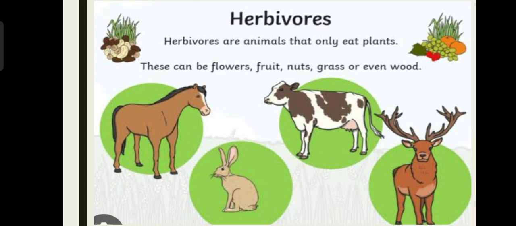Herbivorous animals. Herbivorous animals are the animals that only eat plants. These animals eat grass and plants. They can eat flowers, fruits, nuts, and even wood. Horse, cow, and rabbit are herbivorous animals.